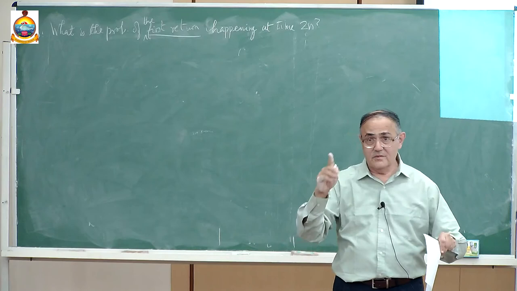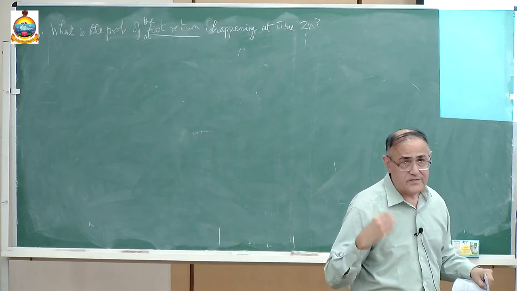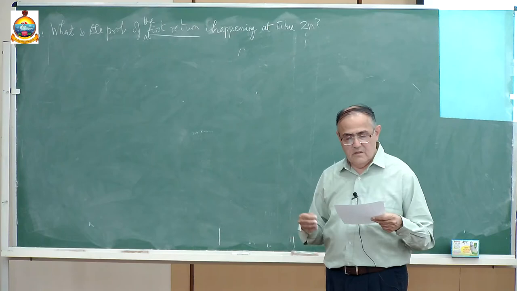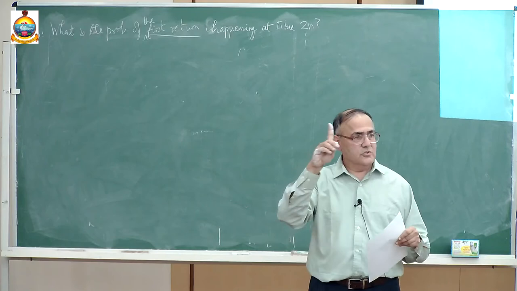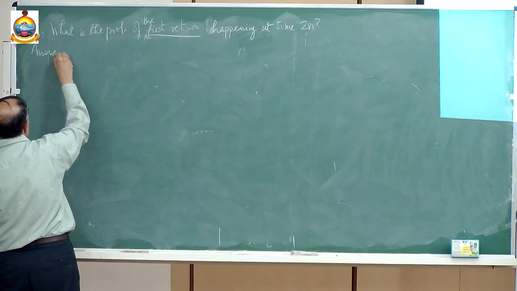As Prof. Mukunda said, the best way to figure things out is to ask for the normalization. Probabilities should add up to 1. So if the answer to this question is some P2n, then the sum over n of P2n should be 1. That is the probability, not a sum over space. Right. So I'll also give you the answer. The answer is the probability of first return.